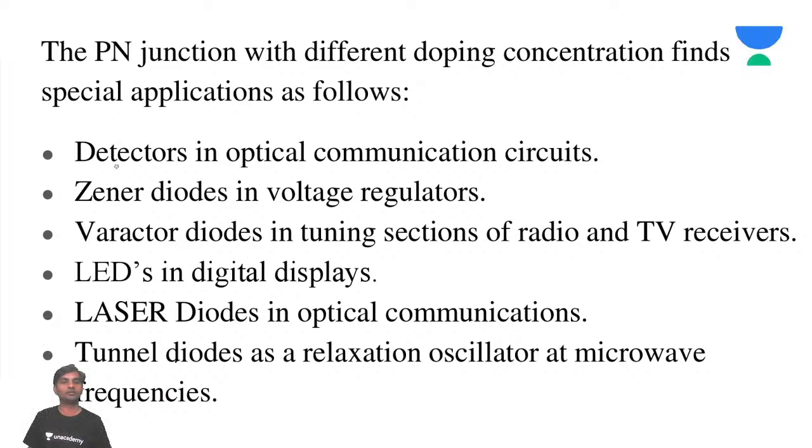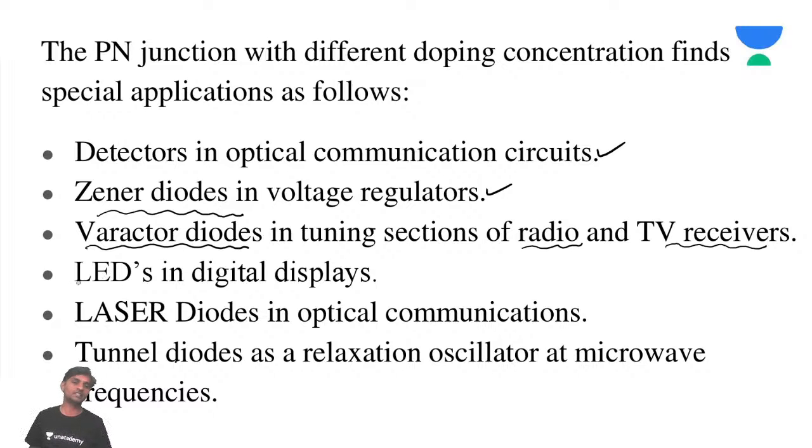And detectors in optical communications you can use. Zener diode as a voltage regulator you can use. Varactor diode, this is very important. One of the good applications is in radio and TV receivers. Varactor means variable resistor diode, or variable capacitor diode. We will discuss Varactor later.